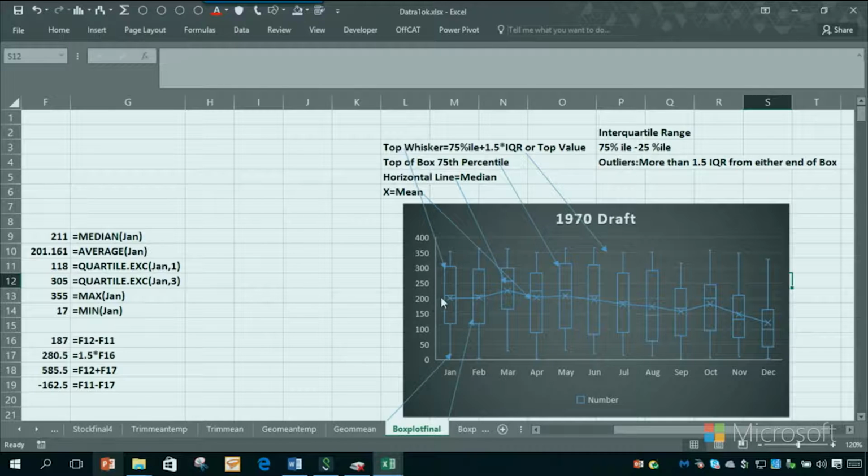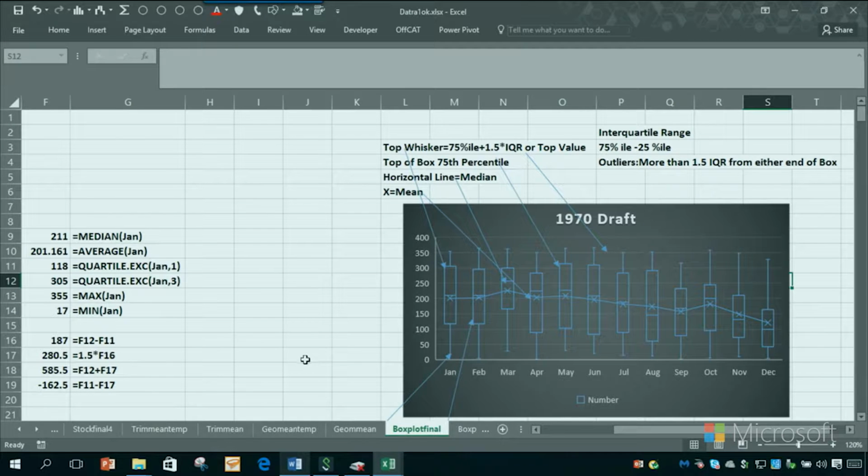So we've been talking about those things, but now we can actually see them, as the Chinese say, a picture's worth 1,000 words. Then you have the whiskers, the top whisker and the bottom whisker. The top whisker basically is computed by Microsoft to be the 75th percentile plus 1.5 times the interquartile range. What's the interquartile range? It's the 75th percentile minus the 25th percentile. Or you cut it off at the top value of the data set. And outliers are anything that's more than 1.5 interquartile ranges from either end of the box.